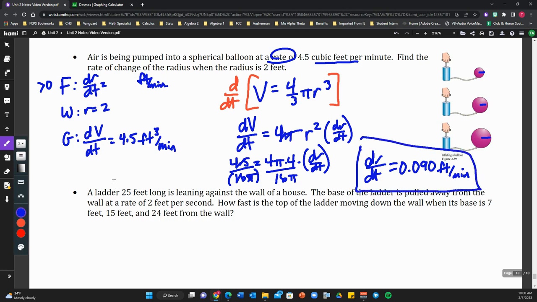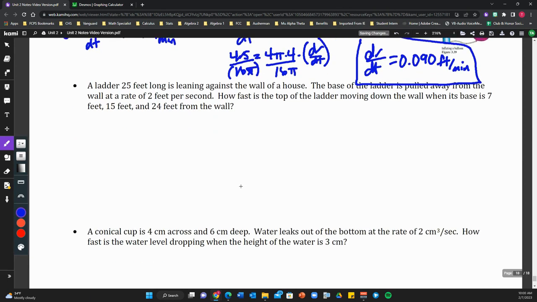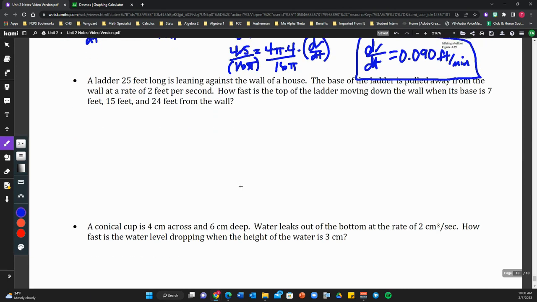Okay. All right. Let's try our next one here. So this one we've coined the ladder problem. This is a very popular kind of problem. It has a similar structure. You see these quite often. I wouldn't be surprised if you see one like this on a quiz or test. It says, a ladder 25 feet long is leaning against the wall of a house. The base of the ladder is being pulled away from the house.